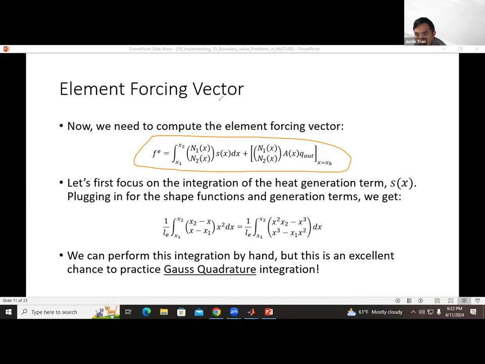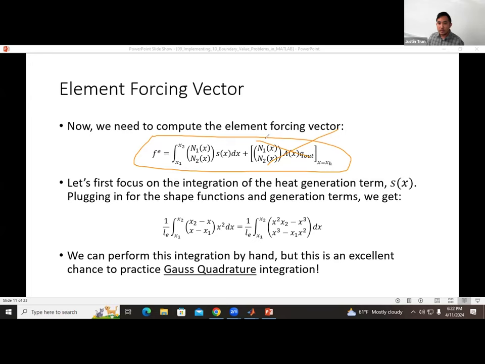And then we have that additional term on the right, which is the term for the Neumann boundary condition: N1, N2 times A times Q out, evaluated at x equal to x sub h. Remember, the Neumann boundary condition term is only relevant for the element that has the Neumann boundary condition. So for now, let's ignore this. We'll come back to this in a bit.